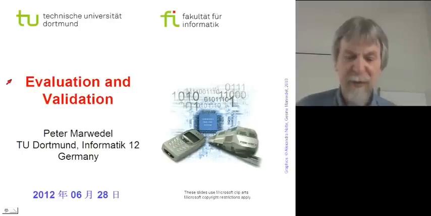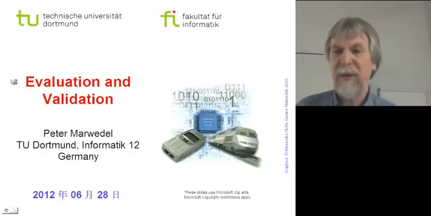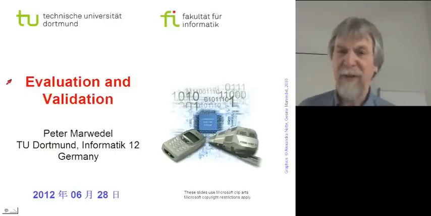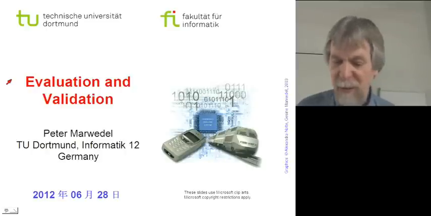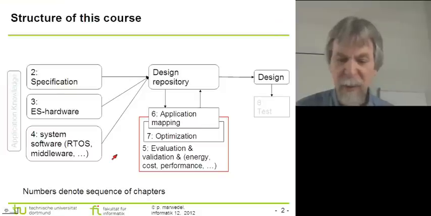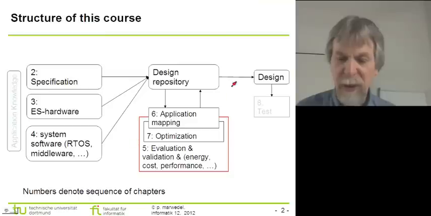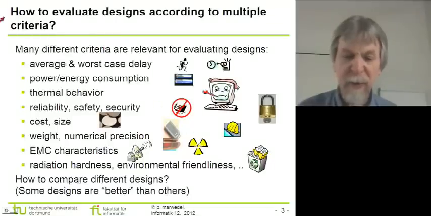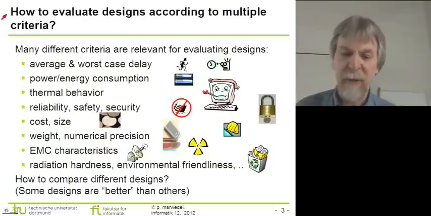In this course I'm teaching Embedded Systems, Foundations of Cyber-Physical Systems, and today we are covering the remaining material of chapter 5 of this very great companion textbook. That chapter 5 is entitled Evaluation and Validation, and you should remember that evaluation and validation are activities that we have to perform during these design cycles that also involve application mapping and optimization. In this chapter, we are considering the different criteria by which we have to evaluate the different designs.